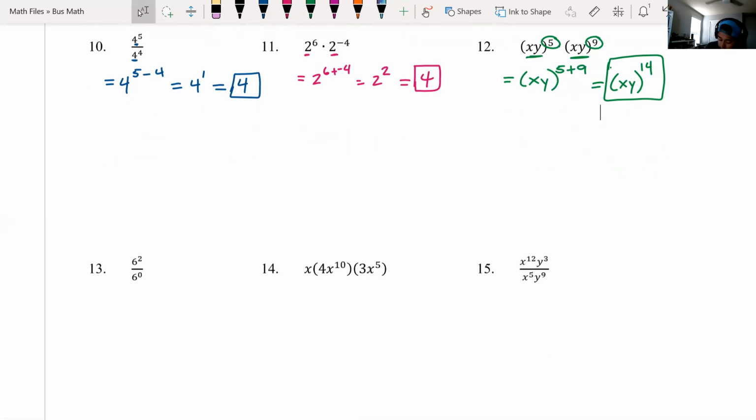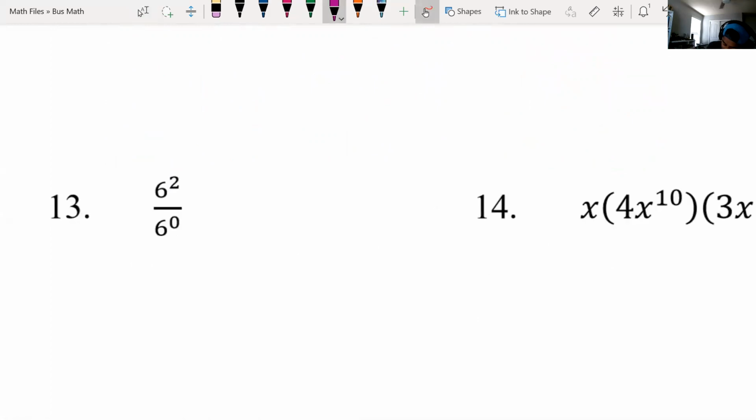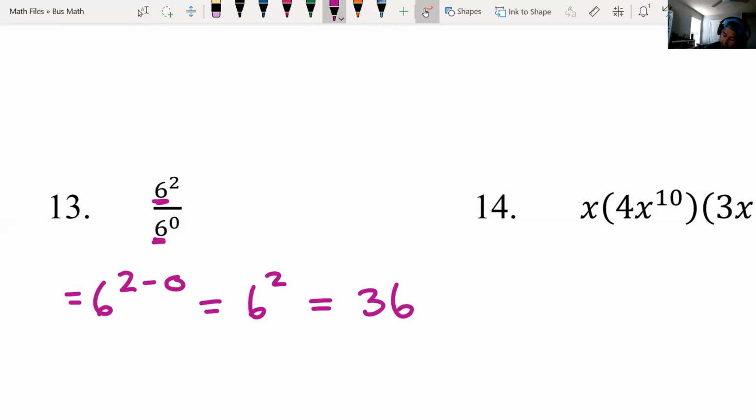13. Do it again. 6 squared over 6 to the 0th. Let me zoom in. There we go. Same base, which means you get 6 to the 2 minus 0, which gives me 6 squared. And 6 squared becomes 36.